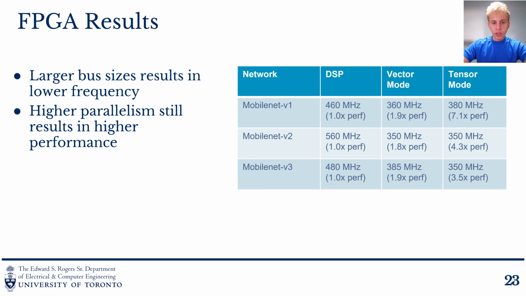FPGA results. So I'm just going to highlight 1 result here for Mobilenet-v1. More detailed results can be found in the paper. And so what we found was that the larger bus sizes result in a lower frequency. Since we're operating in these larger vector sizes, we take a drop of about 100 megahertz compared to a DSP-based design. But the higher parallelism still results in higher performance overall.